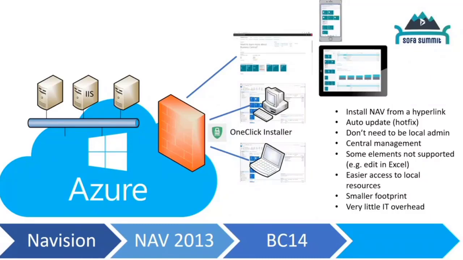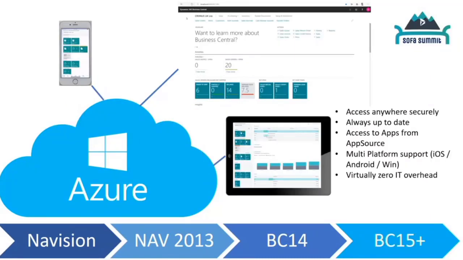Then the next level is moving to the cloud-based product, where, in terms of the IT team, there's virtually zero overhead because Microsoft manages it all for you. There are some little elements that, from an administrative point of view, you'd be involved with, but very little. And from BC15 onwards, the Windows client disappeared. So one click went away. All we had was the web client, the tablet client, and the phone client.